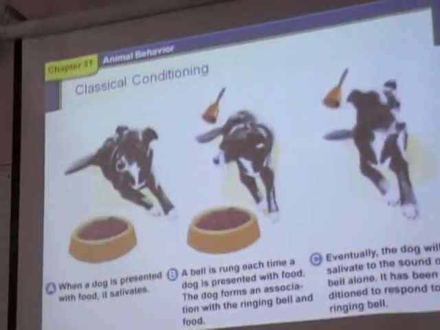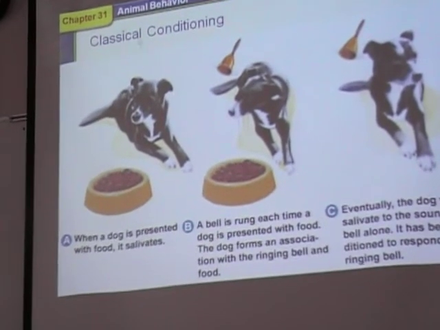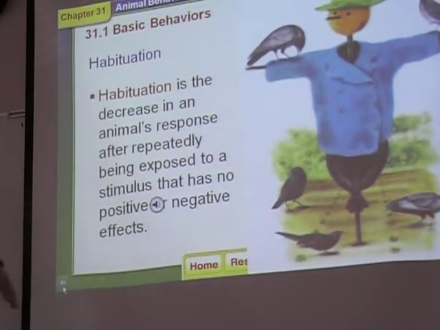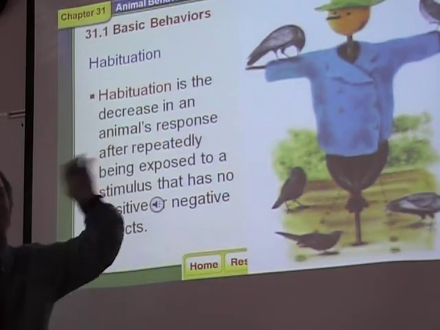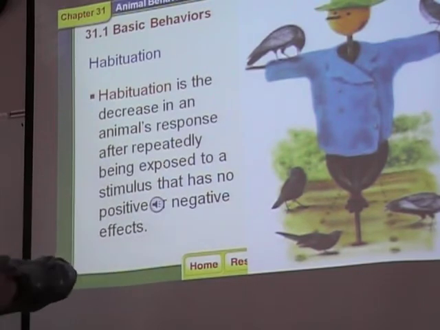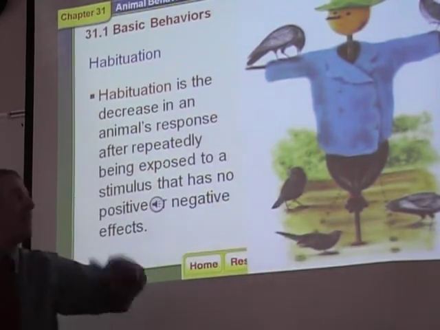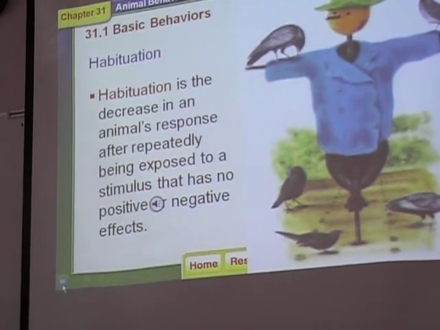Okay, conditioning. Y'all, I gotta keep going here. You may have heard of Pavlov's dogs before. No, I haven't. Pavlov was a scientist who studied a phenomenon called conditioning. It's a form of learned behavior. And habituation was another form of learned behavior. Learned behaviors take some time. It takes some brain power. Habituation takes some brain power. The animals get used to something. They learn that the scarecrow is not going to do anything to them.